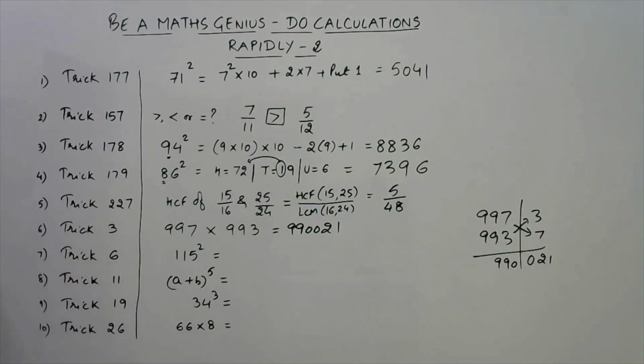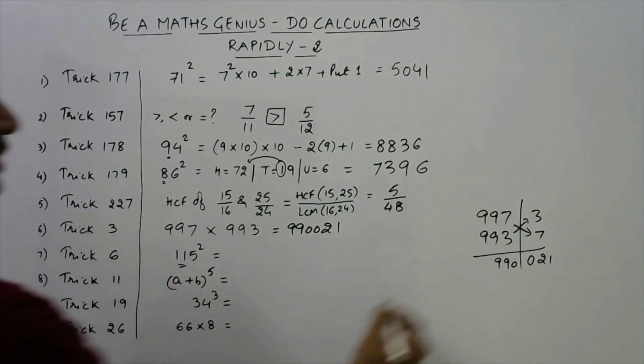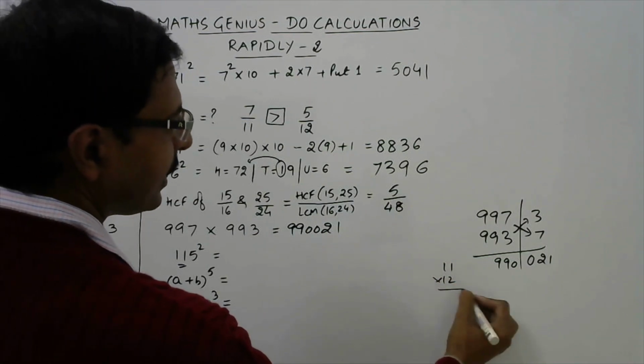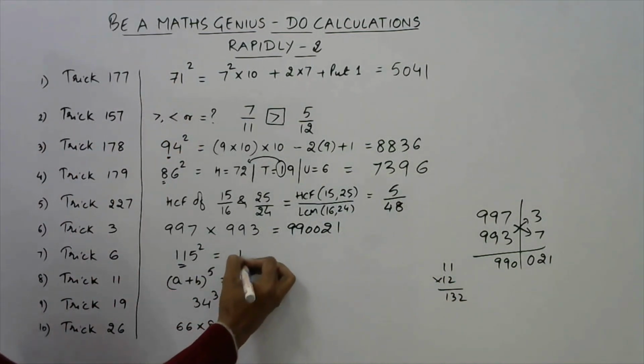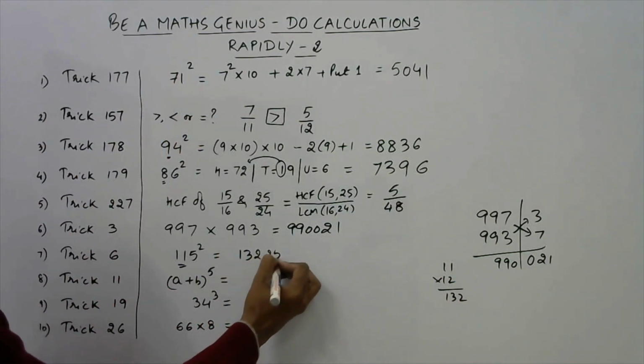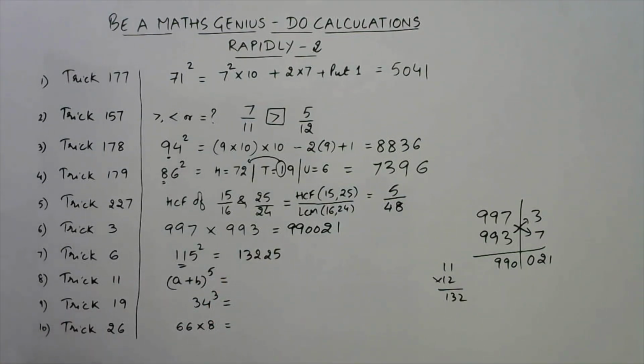Let's have trick number 6. This is squaring numbers ending with 5. Very easy, very interesting video. Apart from 5, we have 11. So 11 into 12 gives you 132. So just write 132 and write 25 to the right of this result. You get 13225 as the answer.